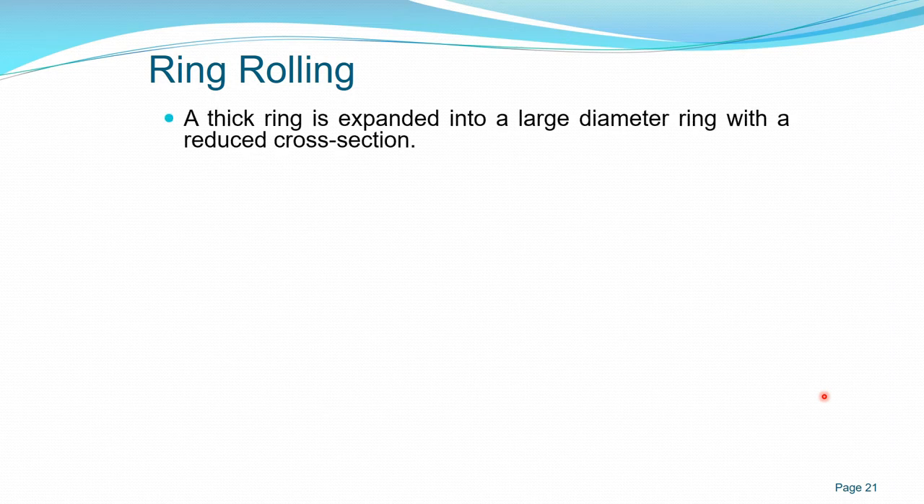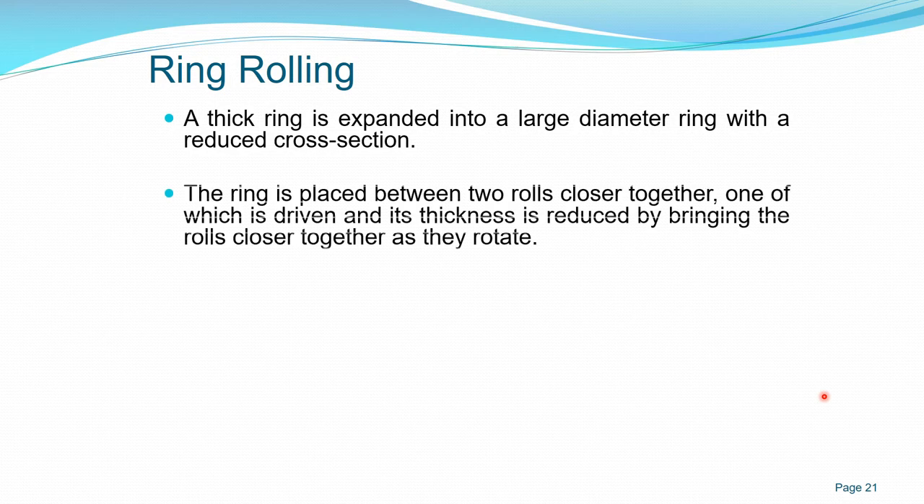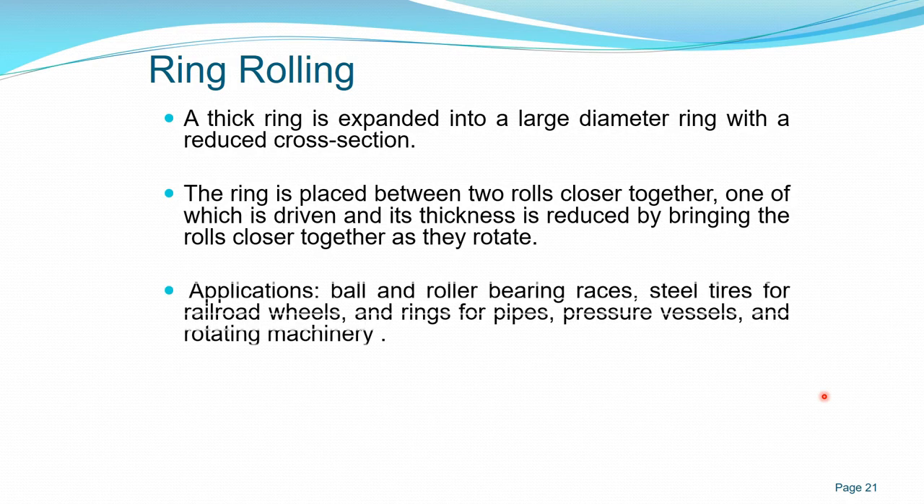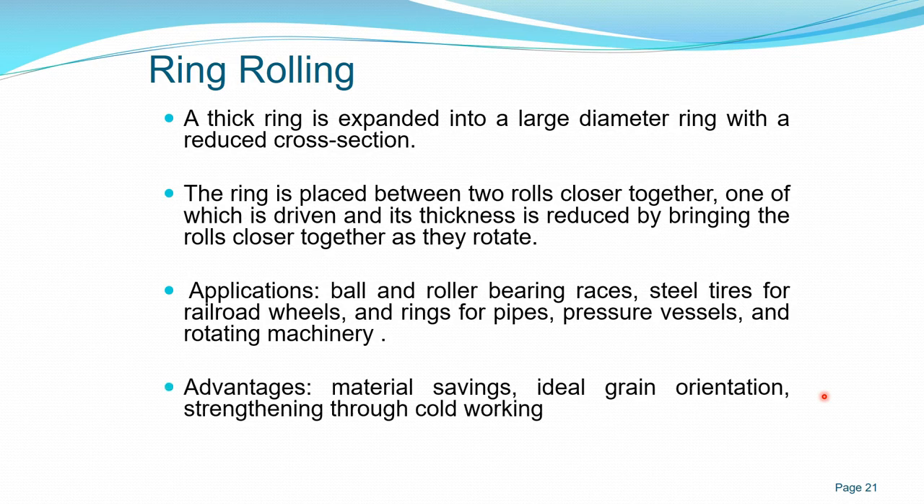Ring rolling is a process where a thick ring is expanded to a larger diameter with a reduced cross section. The ring is placed between two rolls, one of which is driven, and its thickness is reduced by bringing the rolls closer together as they rotate. Applications include ball or roller bearing races, steel tires for railroad wheels, and rings for pipes, pressure vessels, and rotating machinery. The advantages are material savings and ideal grain orientation and strengthening through cold working.